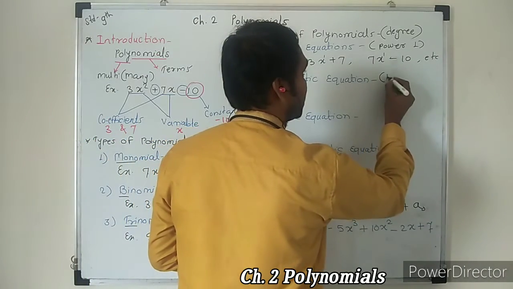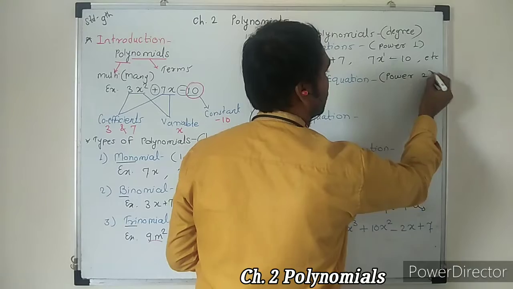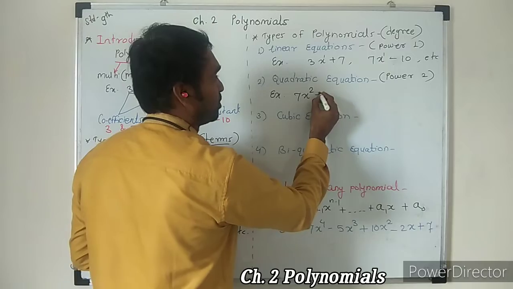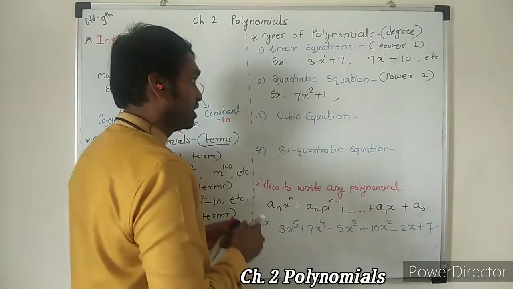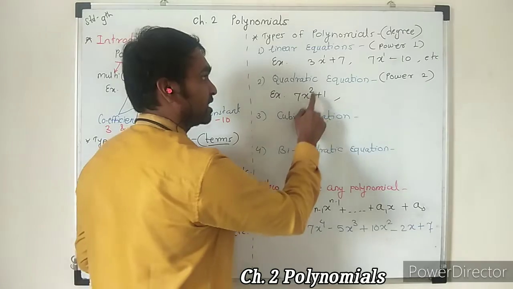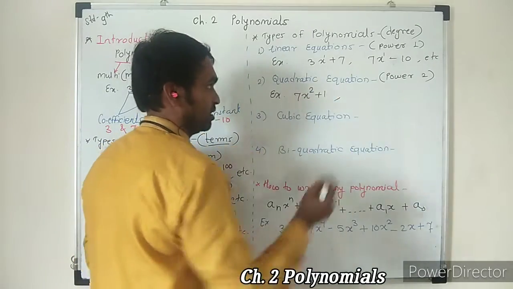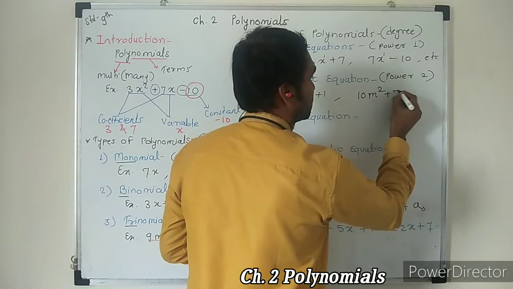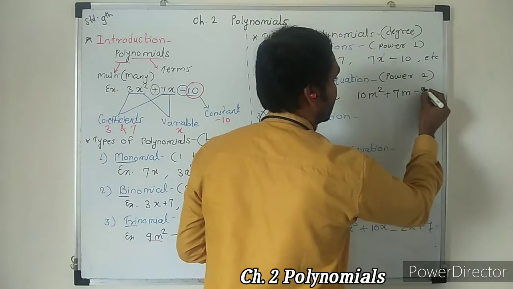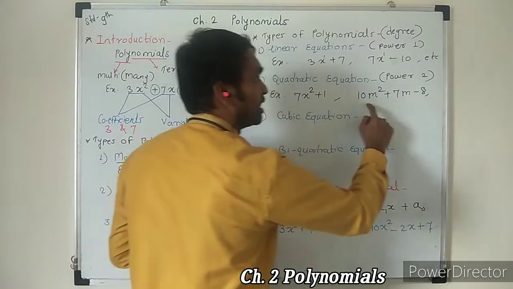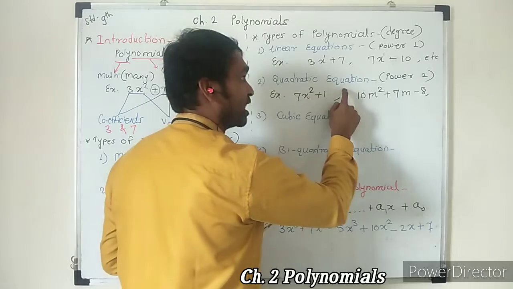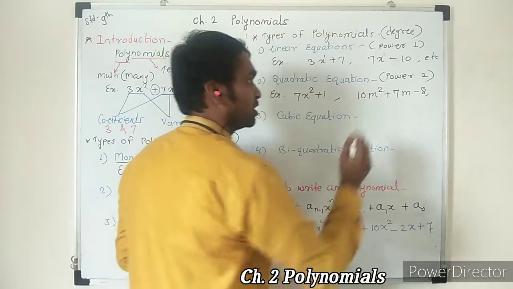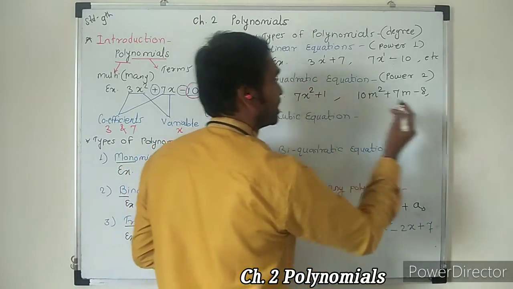Second type, quadratic equation. Quadratic equation means power 2. See the example: 7x raised to 2 plus 1. Here the power is 2, x raised to 2. That is a quadratic equation. One more example, 10m square plus 7m minus 8. Here there are two terms and here three terms, but a quadratic equation only depends upon the powers. Here 2 and here also 2, so this is also an example of a quadratic equation.